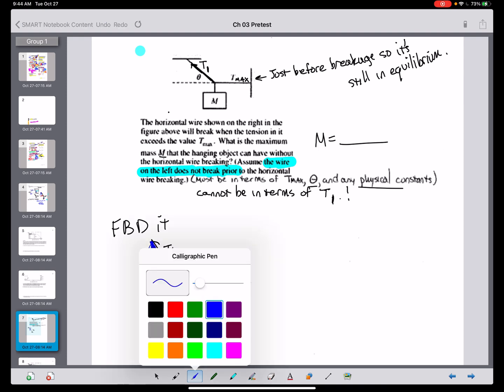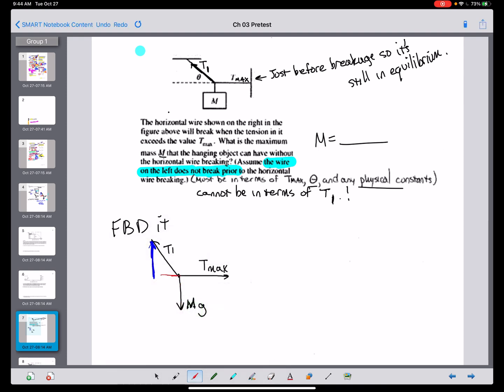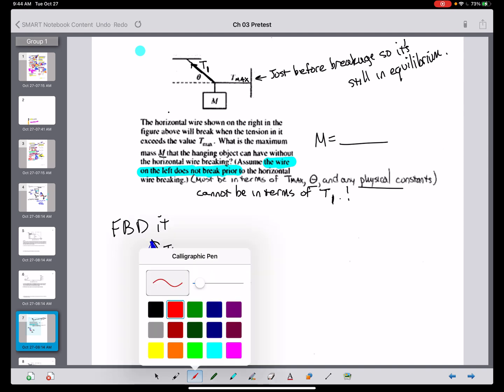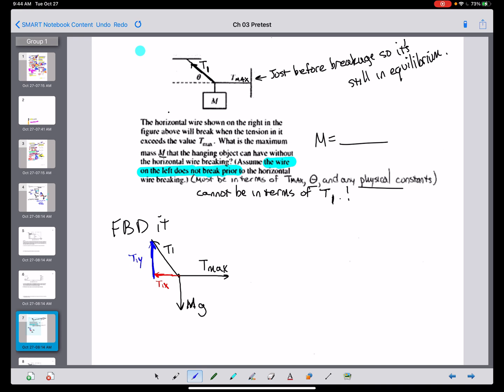And then we have a horizontal component. I didn't draw them to scale, just to save a little bit of time. So we have T1X here, and then we have T1Y pulling up.